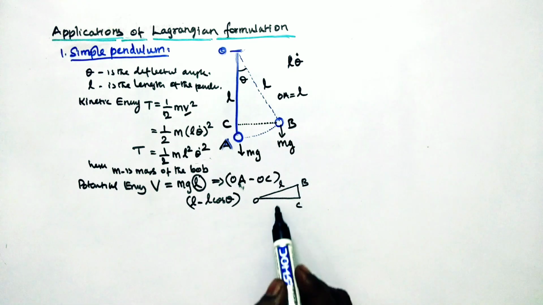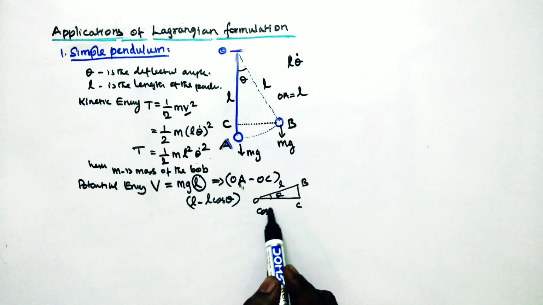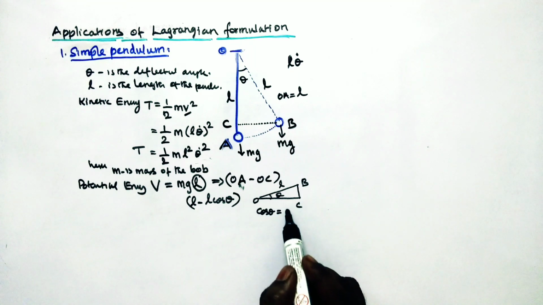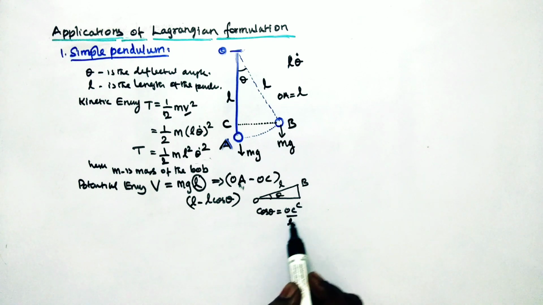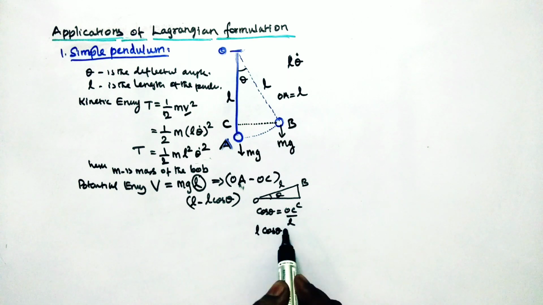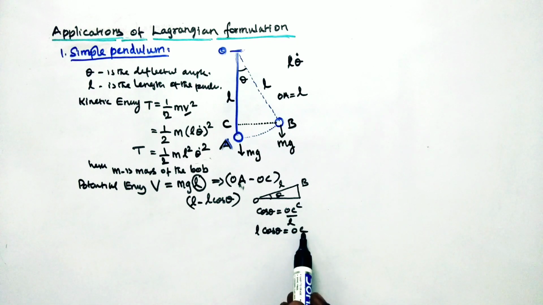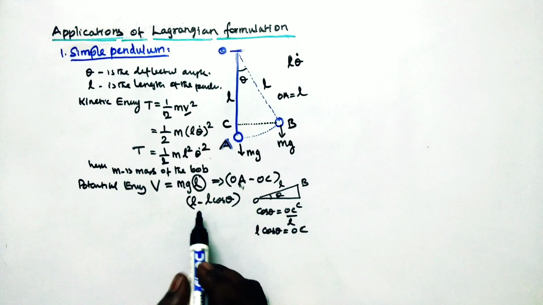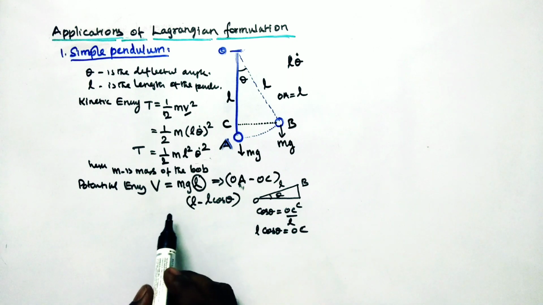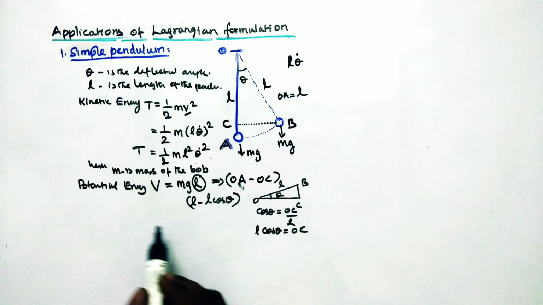Here OB is L, this is theta, therefore we can derive cos theta is equal to OC divided by L. From this, L cos theta equals OC. Therefore we can substitute L cos theta for OC here, and L minus L cos theta, we get the potential energy from this equation.